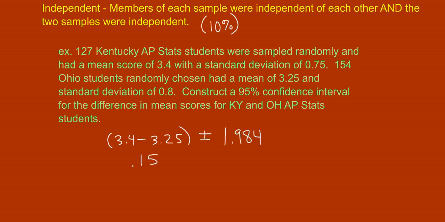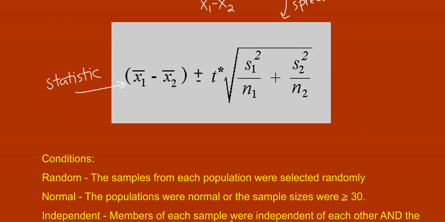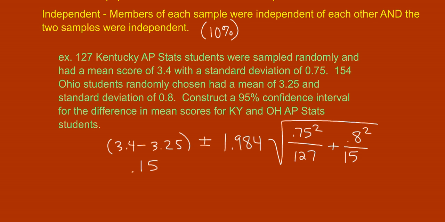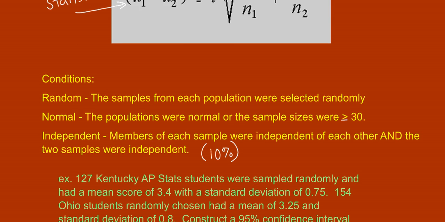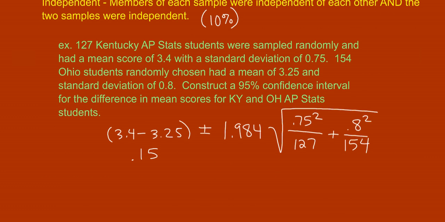Okay, now here's the big difference in our formulas from now and previous. We need the square root of the standard deviation squared over the size for sample 1. So my standard deviation was 0.75 squared over 127 plus the 0.8 standard deviation squared over 154. This is literally just taking the info from the question and putting it all into place. I have 6 numbers in the question, and the T star is the only one that I really had to find.